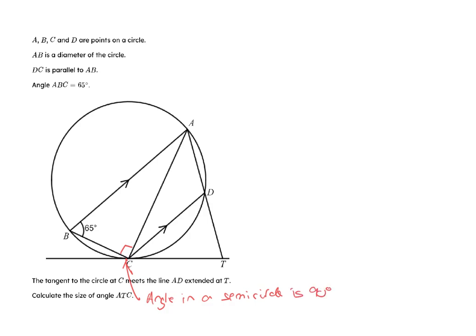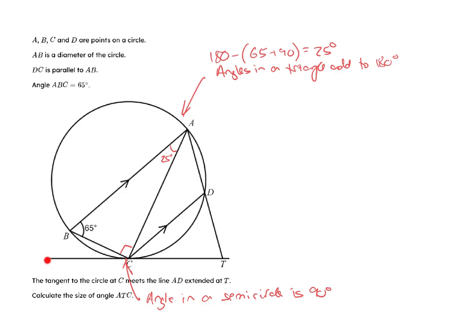Now, studying this triangle here, if I have two angles, I know the third one. So this angle here is going to be 180 minus the 65 plus the 90, which is going to be equal to 25 degrees. And that's because angles in a triangle add to 180 degrees. So this angle here is 25.